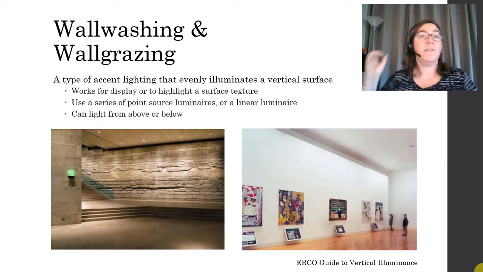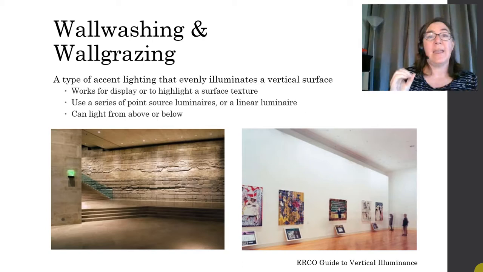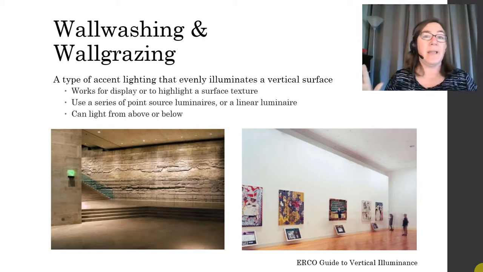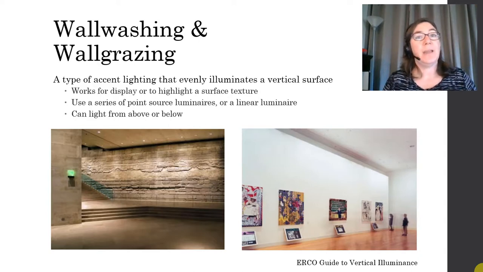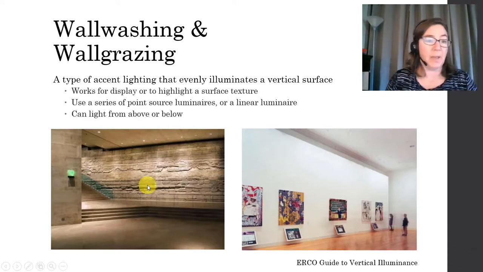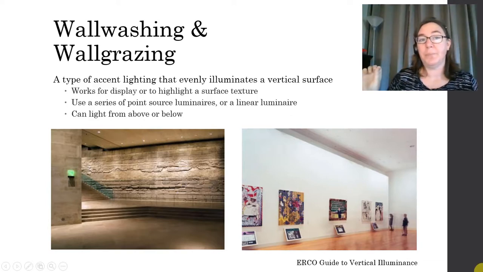Sometimes instead of illuminating an individual piece of art, you want to evenly light a vertical surface, and that could be wall washing or wall grazing. It works for display or to highlight a surface texture. And you can do this with a series of point source luminaires, and in both of these examples, that's what they're using right here, a series of point sources, or a linear luminaire. And you can also do this from above or sometimes from below.